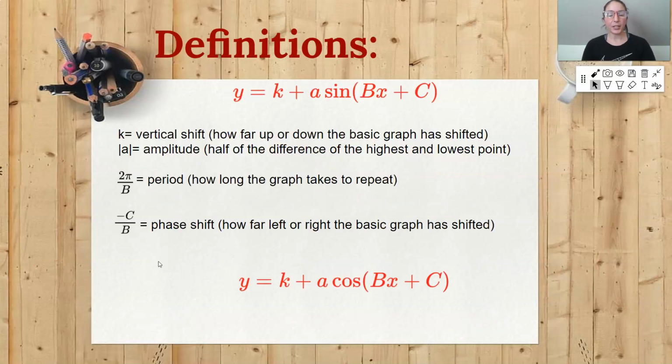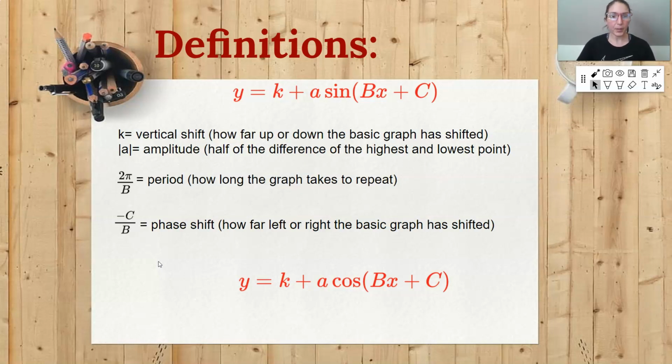So first off, some definitions, and then we're going to see how each one of these pieces actually affects the graph. So here's our base equation of both sine and cosine, and these are the only two functions we are going to work with today. So our general form is k plus a times sine of b of x plus c, and same thing for cosine. Notice these are the same. The only thing that's changing is the sine and the cosine.